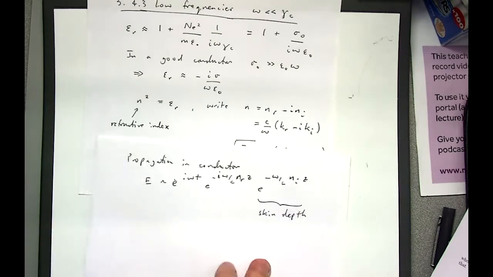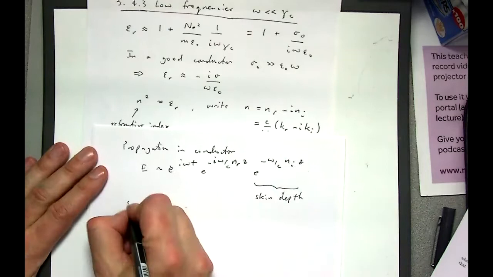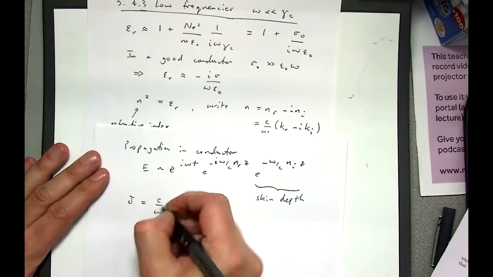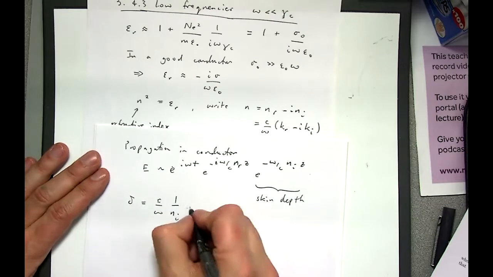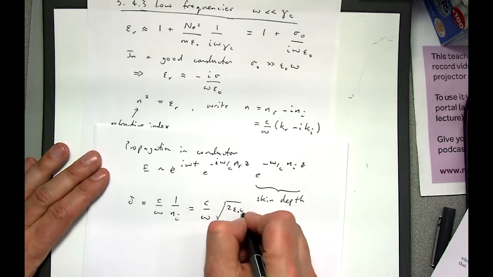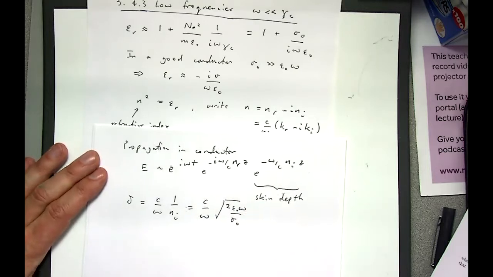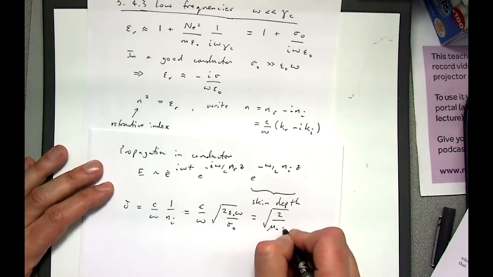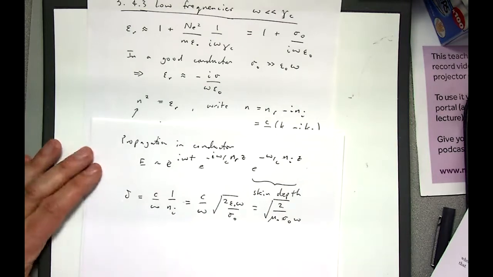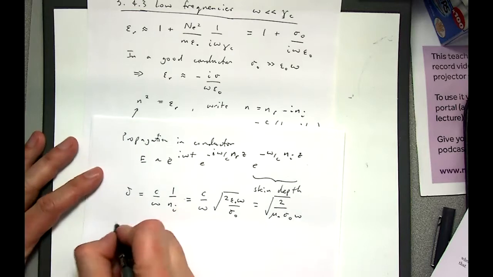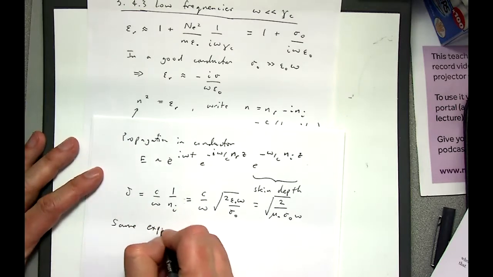So this is our conductor. Let's write that down. So the skin depth here, delta, if we look at that term in the exponential there, c over omega, 1 over the magnitude of n_i, hey presto, c over omega. And we've seen this before, haven't we? 2 epsilon naught omega over sigma naught. And we can write that as root 2 over mu naught sigma naught omega. Well, that's the same expression we saw before.